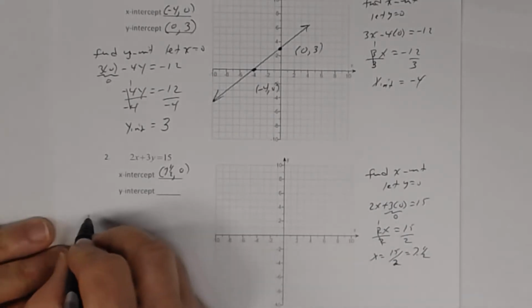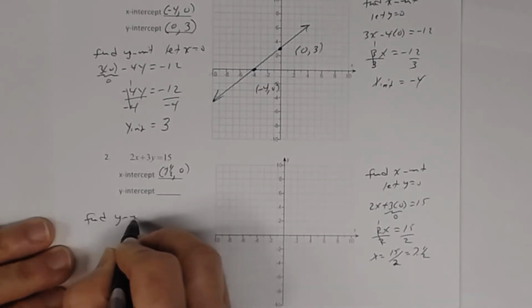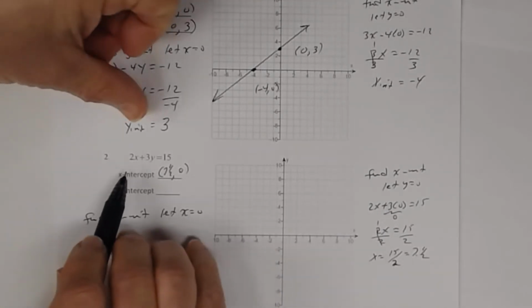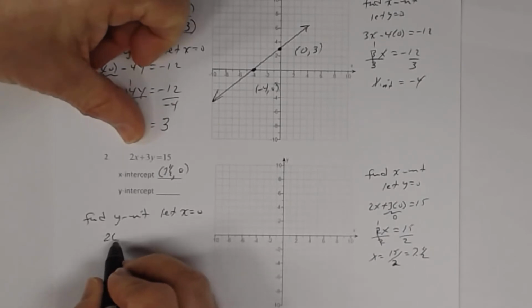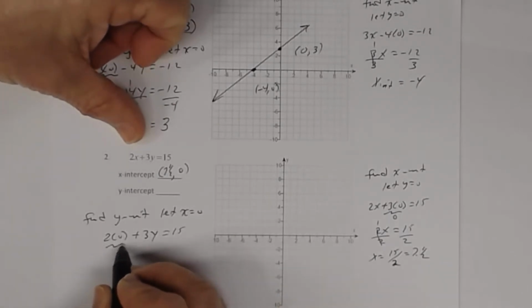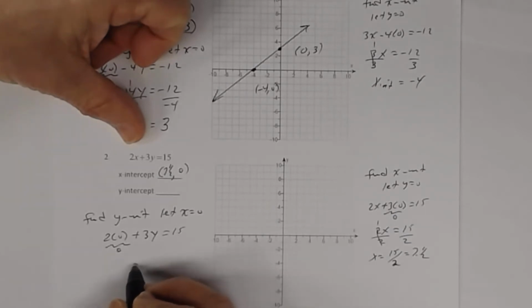For the y-intercept, let's find it. To find the y-intercept, you let x equal 0. So if x is 0, I get 2 times 0 plus 3y equals 15. 2 times 0 is 0, and 0 plus 3y is 3y equals 15.